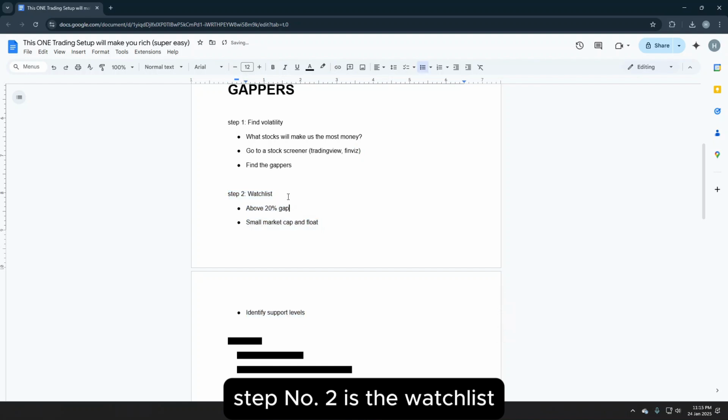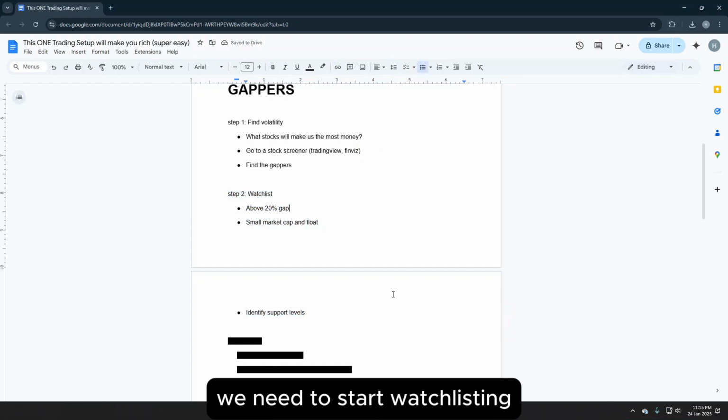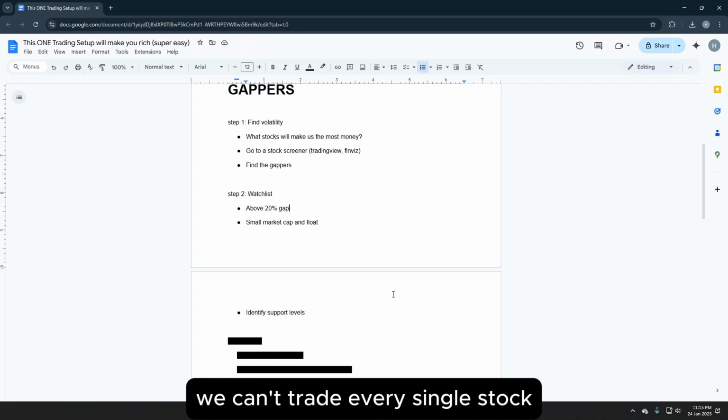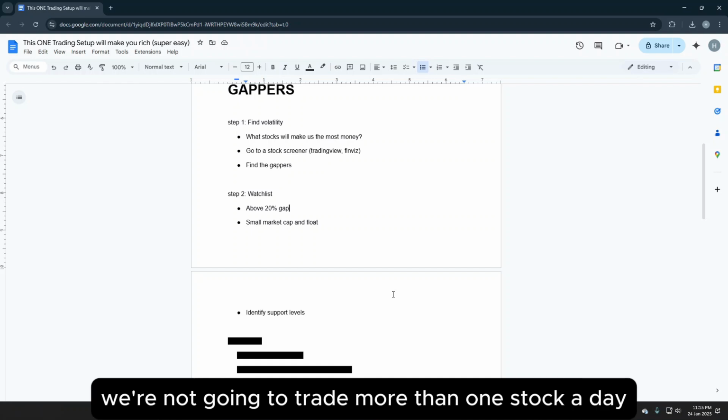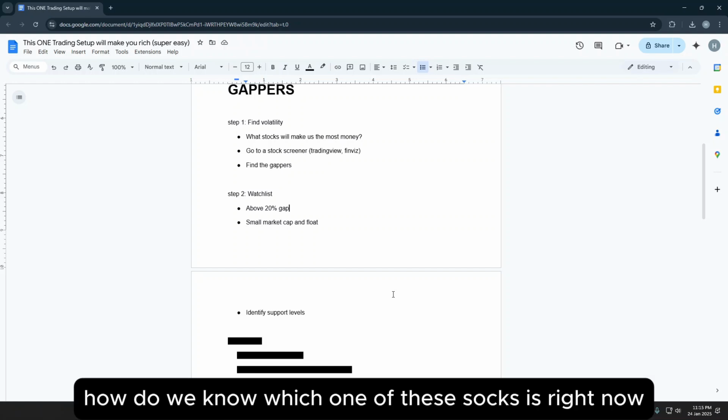Step number two is the watch list. Once we have all of these stocks on the scanner, we need to start watch listing. We can't trade every single stock. We're not going to trade more than one stock a day. We're only going to be trading one stock a day. So how do we watch list? How do we know which one of these stocks to trade?